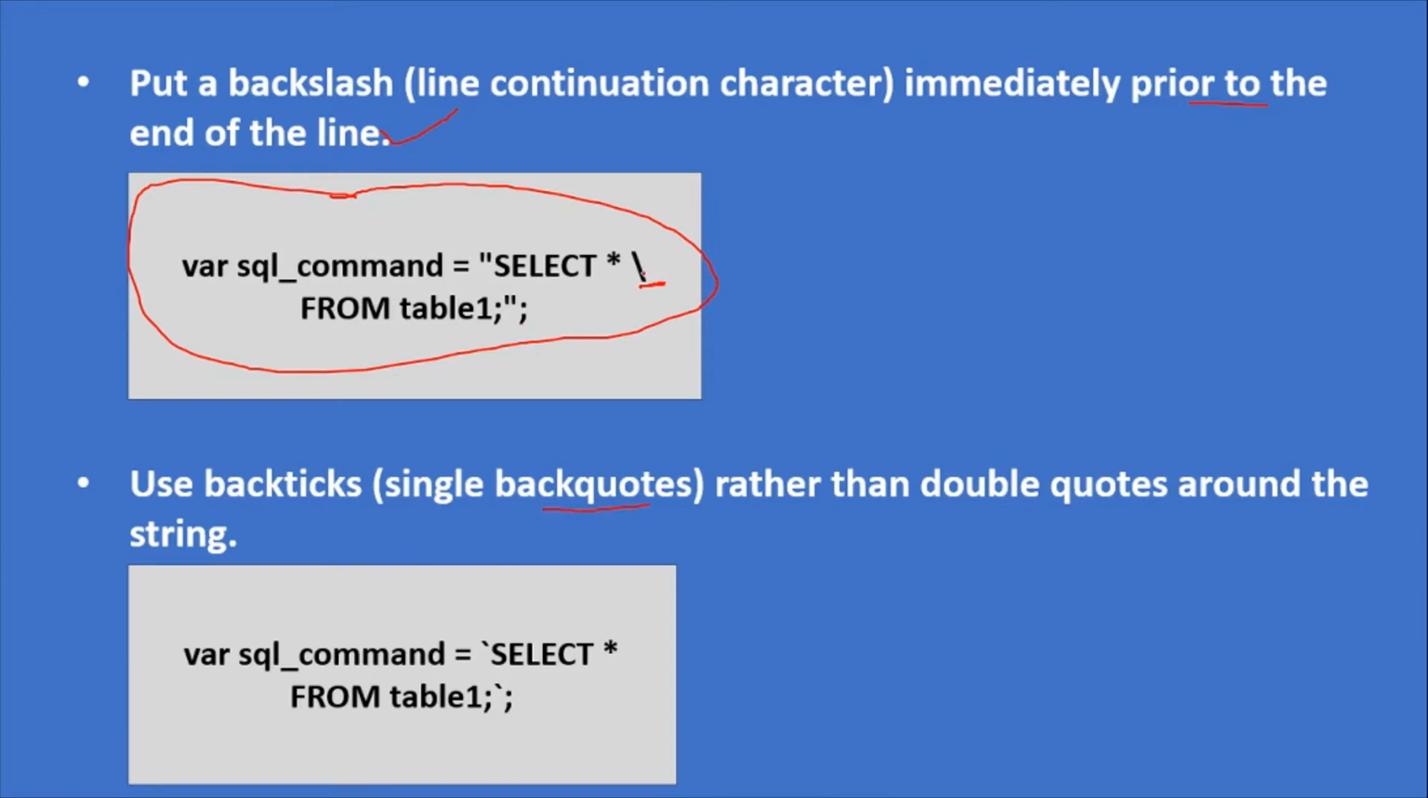Another one is the backticks, single back quotes rather than double quotes around the string. Instead of the backslash, we have put our entire SQL statement inside single quotes. But to use the back quotes, we should not use the single quotes. Instead, you directly put your entire SQL statement with any number of lines. You just use the back quotes. So you have to put your SQL statement inside single back quotes or backticks. This is the symbol. We have to keep your statement between these back quotes. This is the second option.